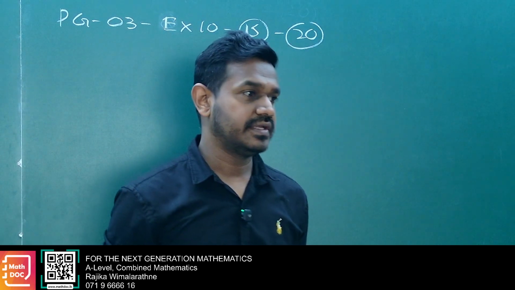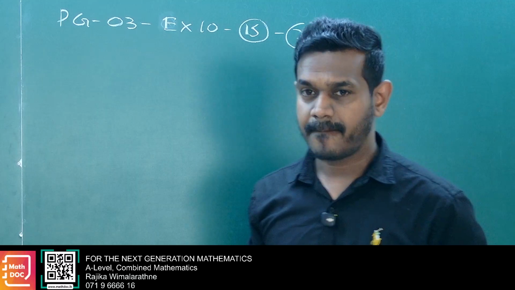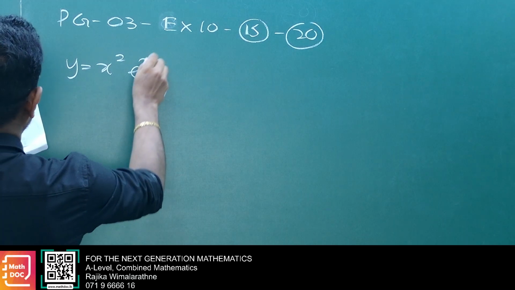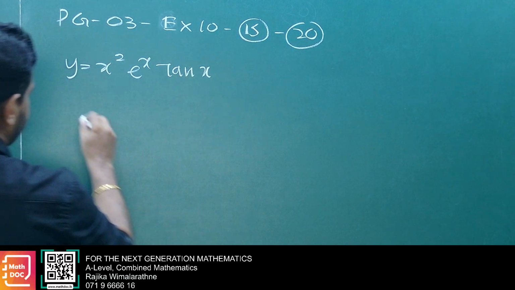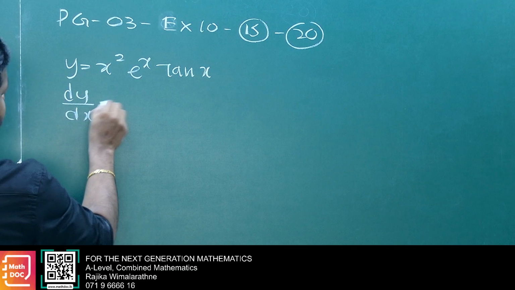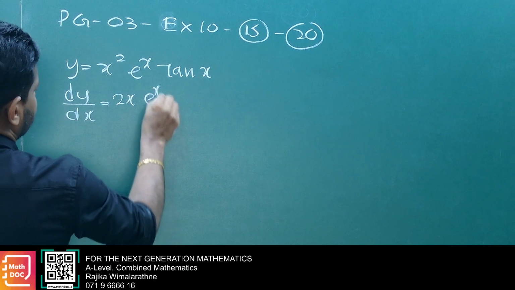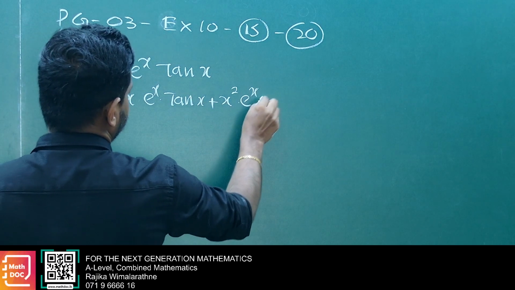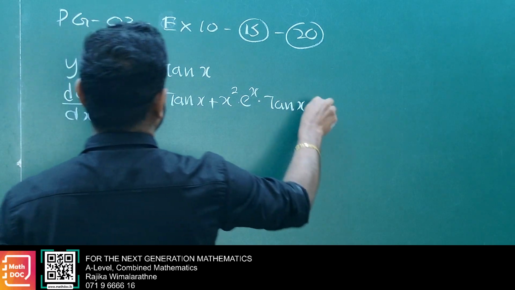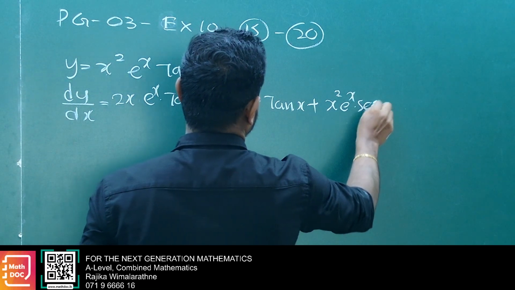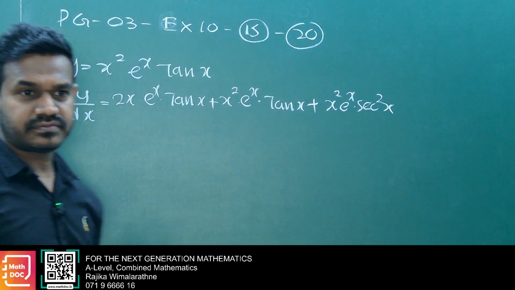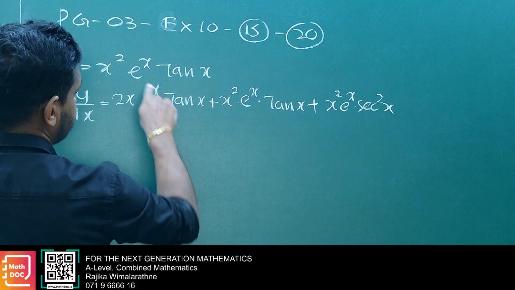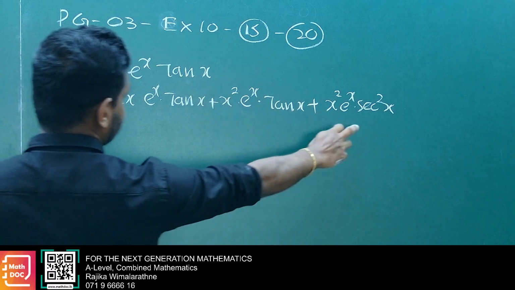I need only the first step. Y equals x squared e to the power x tan 2x. If you are in doubt, do with me. dy by dx: x squared derivative 2x, e^x tan x, plus x squared times e^x derivative e^x tan x, plus x squared e^x tan derivative sec squared. Three function product: x squared derivative 2x, write the other two; e^x derivative e^x, write the other two; tan x derivative sec squared x, write the other two.